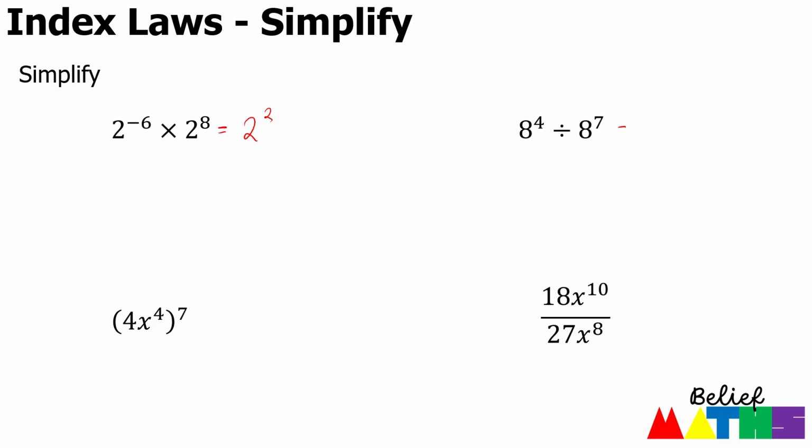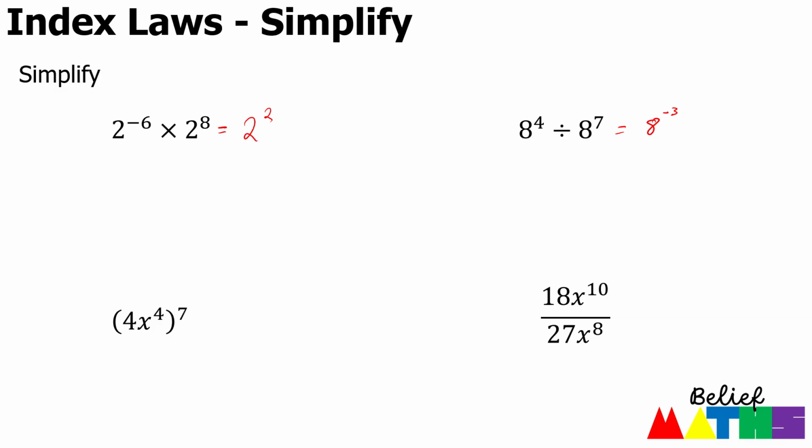Same idea here. We're not doing 8 divided by 8. We keep 8 as the base and we just subtract the powers. 4 take away 7 is negative 3. If you want, you can write that as 1 over 8 cubed, but I would recommend this is your answer. If they ask you to evaluate it, then you can put it in your calculator to work it all out for you, but because they're asking you to simplify, that's what you'll have to do.